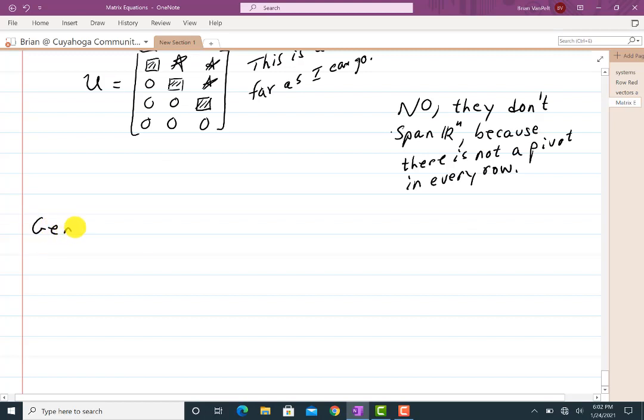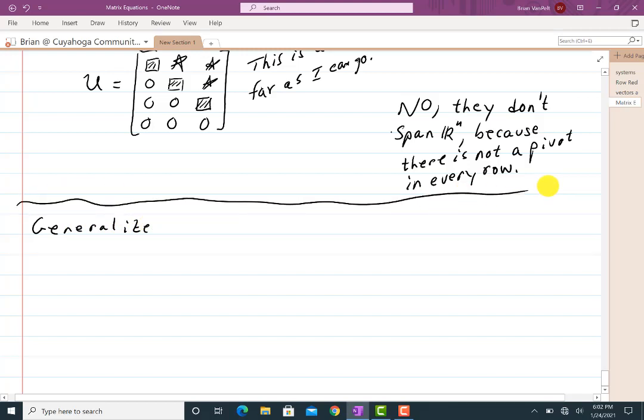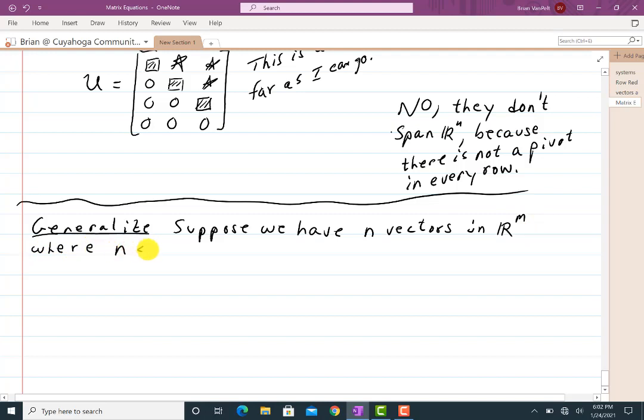Generalize. So that's the answer to that question was no. Suppose, generalize. Suppose we have n vectors in Rm where n is less than m.